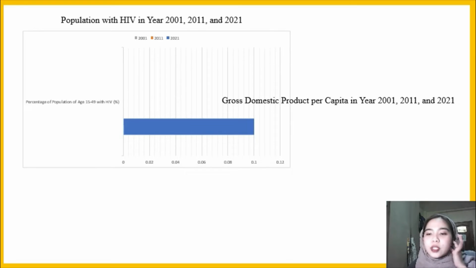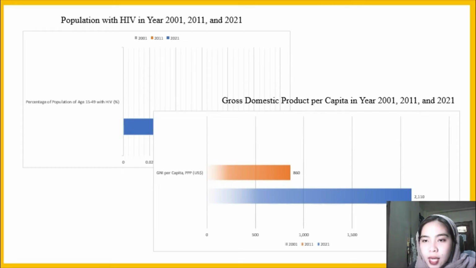So the next one is the gross domestic product per capita in the years 2001, 2011, and 2021. So highest is yung sa 2021, which is 2,110. And wala siya sa 2001. There's no record in 2001. And then in 2011, it's 860.